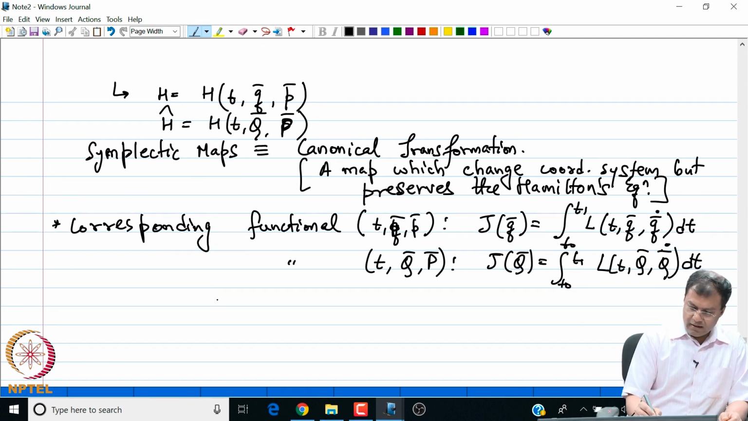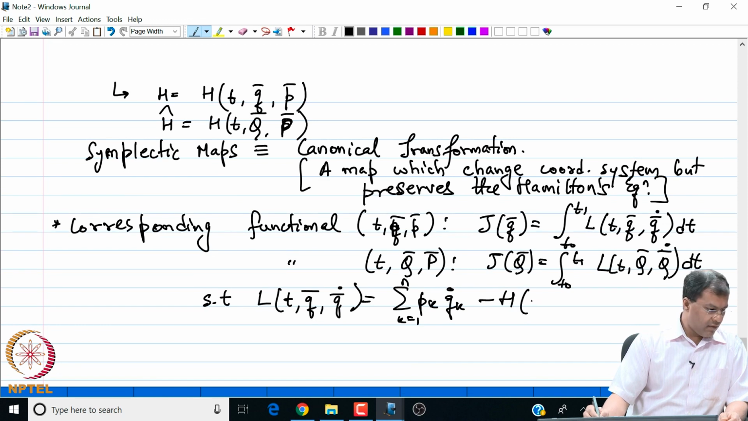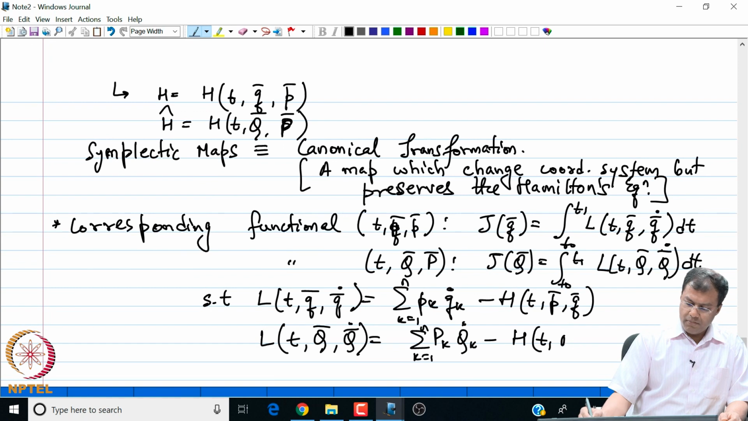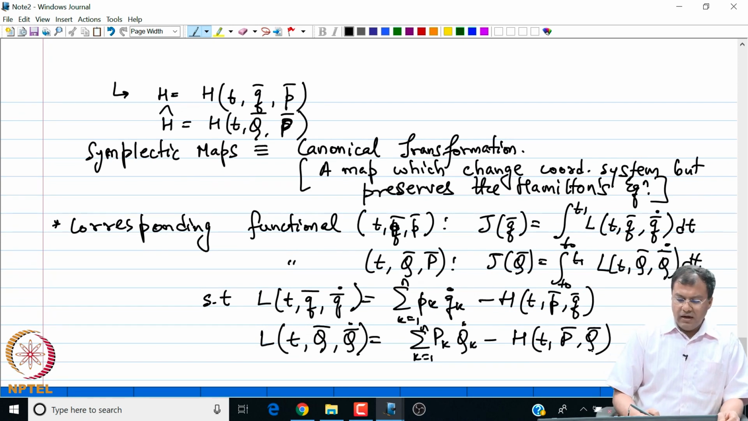Such that my Lagrangian of t, q dot is of the form summation p_k q_k dot, k from 1 to n, minus h of t, p bar, q bar, and my Lagrangian in the new coordinate system is summation P_k Q_k dot, k from 1 to n, minus H of t, P, Q.